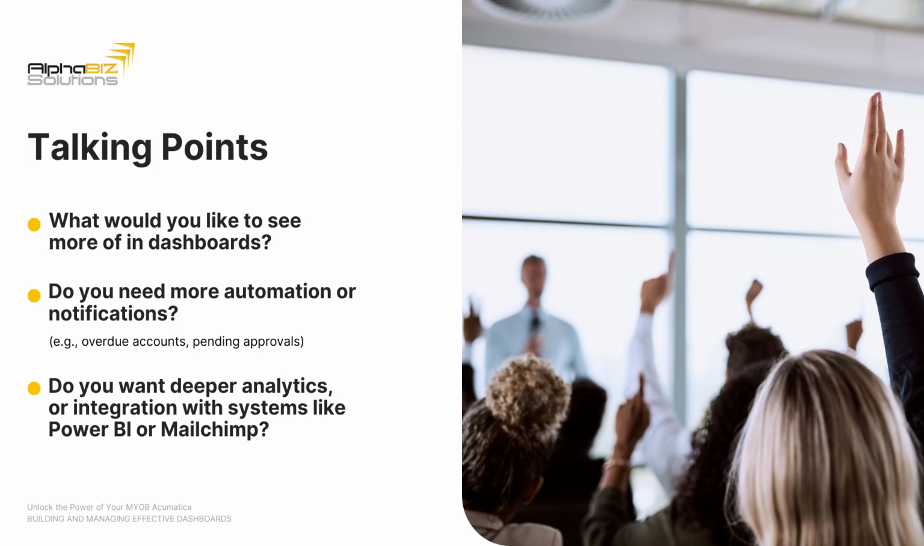But this is where we come into that. So I guess asking us questions, do you need more automation or notifications about overdue accounts or pending approvals, those sort of things. That's like looking into that operational data now and saying, okay, well, what do we need to see visually without having to go filtering through general inquiry screens? How do we get that at our fingertips?